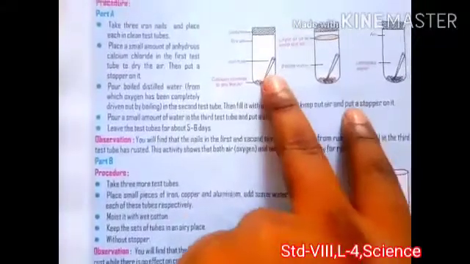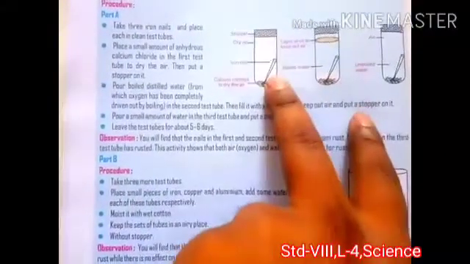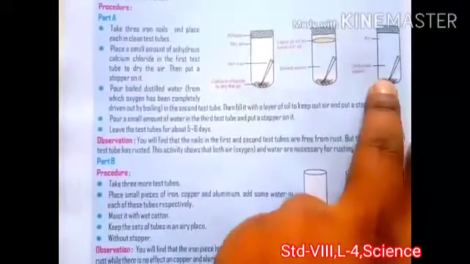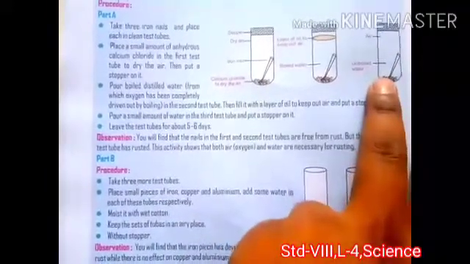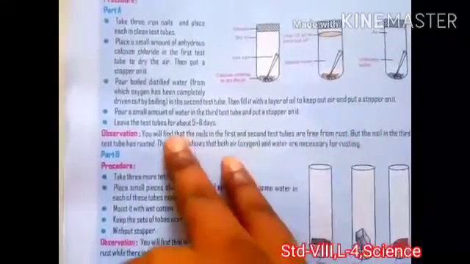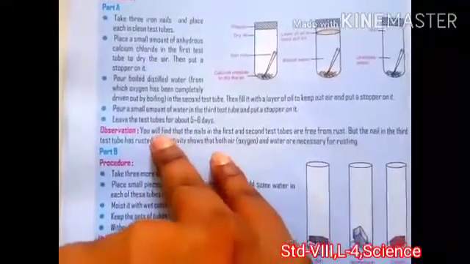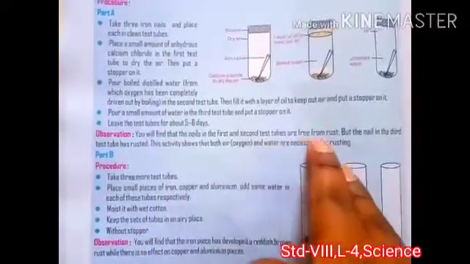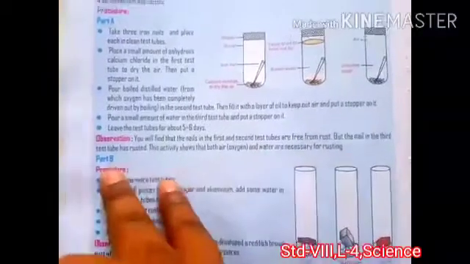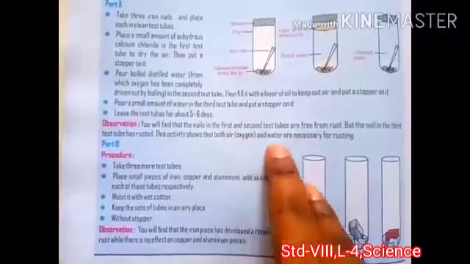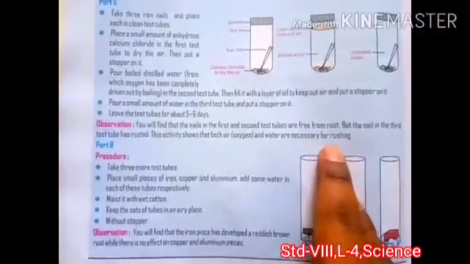You will see that in the first one rust is not there, in the second one rust is not there, but in the third one rusting can be seen on the iron nails. So, observation: you will find that the nails in the first and second test tubes are free from rust, but the nails in the third test tube have rusted. This activity shows that both air and water are necessary for rusting.